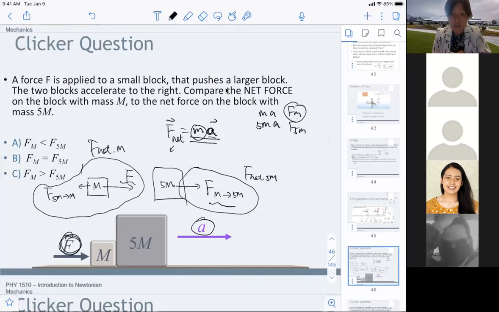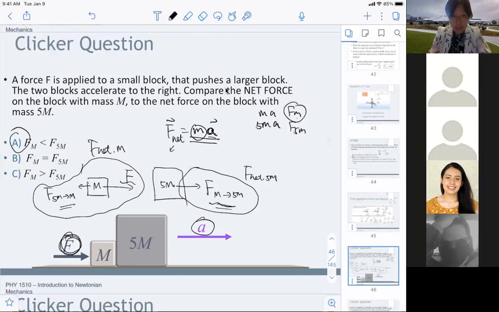So this one is definitely smaller because it has a smaller mass. It requires an overall smaller force. Okay, so the answer would be A is correct. Going back to this force in between them, we will do more analysis later on.